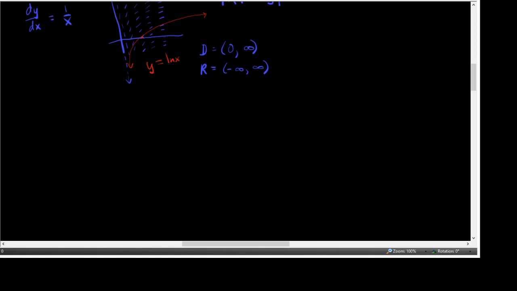The function is continuous, increasing, and one-to-one, which means it's invertible. That's really important, that one-to-one. It means that we don't have to do any domain restrictions to get its inverse. It's invertible as is. And the graph is concave downward.